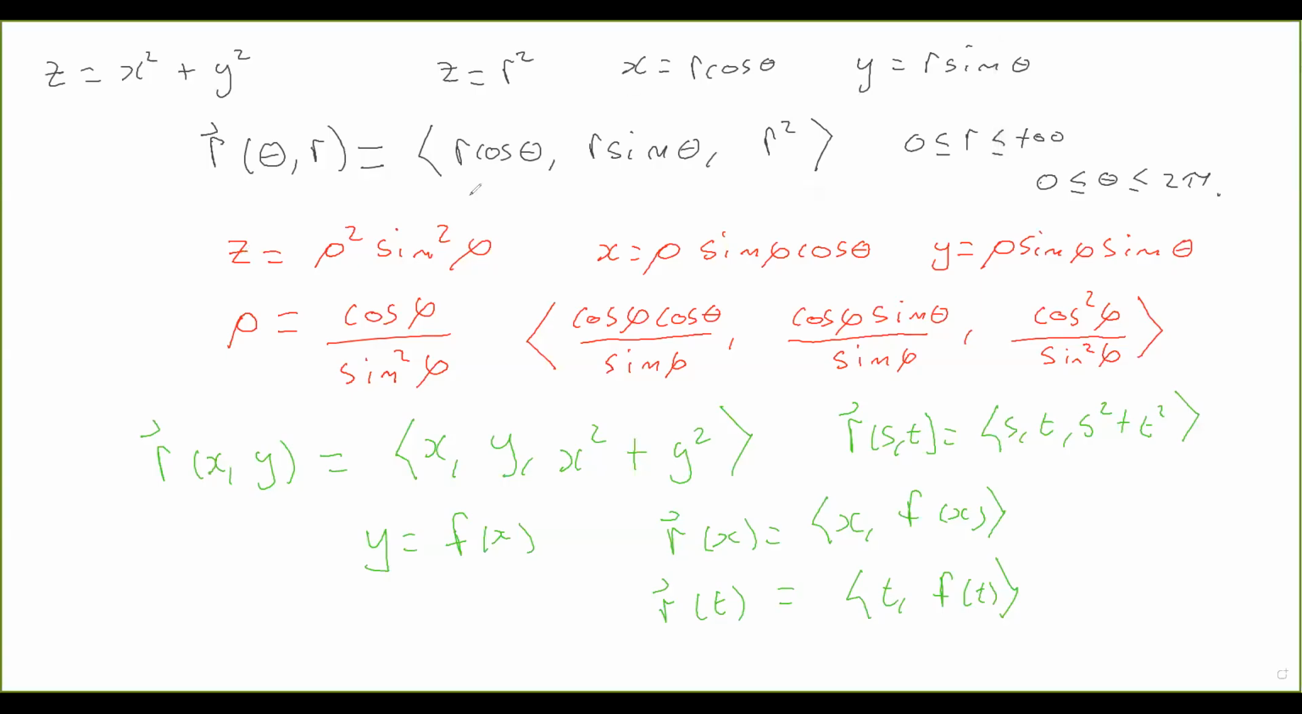Okay, but maybe these aren't easy. This isn't as easy to integrate as the other one. So again, it just depends on what the application is. These are several different ways to give a vector parameterization for a paraboloid.